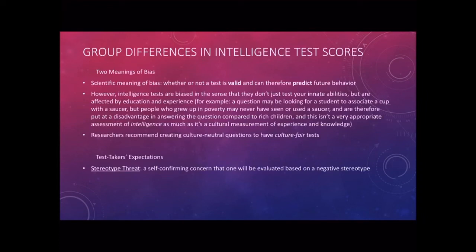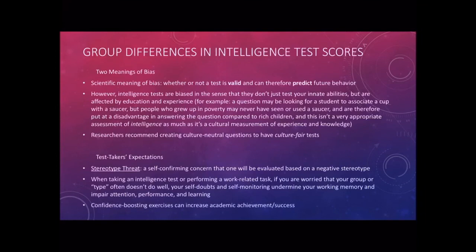But you have to activate the stereotype in some way, right? This isn't going to happen if you're not thinking about it. It's only going to happen if you're thinking about the stereotype and being evaluated negatively, because it has to cause that anxiety, which then tanks the performance. And so as this pertains to intelligence tests, if you're worried that your group or your type doesn't often do well, your self-doubts and your self-monitoring are going to undermine your memory and impair your attention, performance, and learning. And so what we want to do is instead boost people's confidence, and that will help to increase academic achievement and success. And there's pretty good evidence for this.